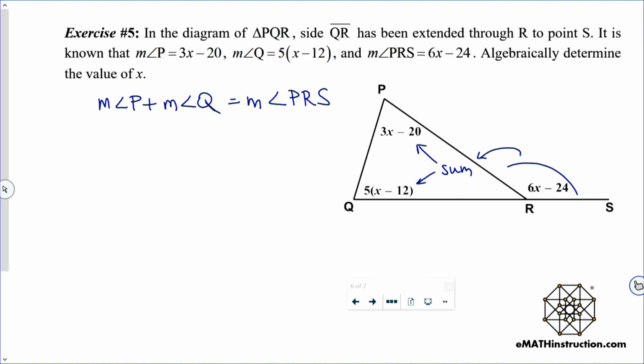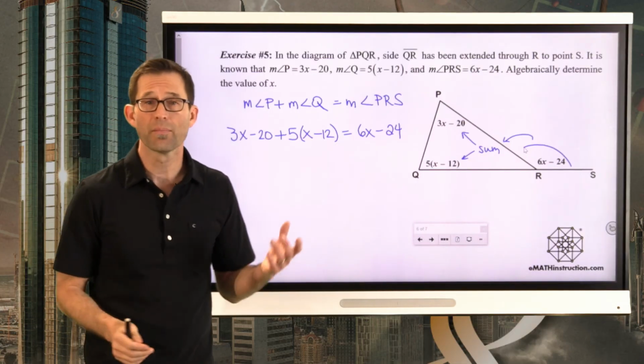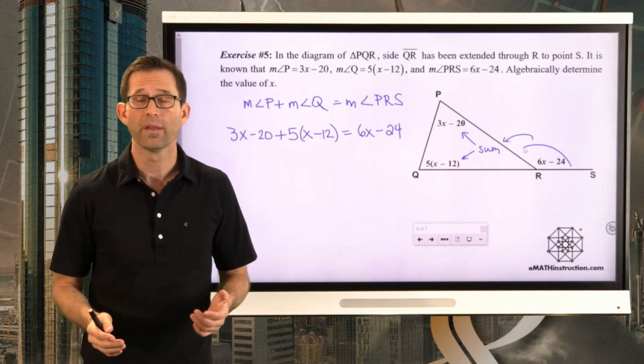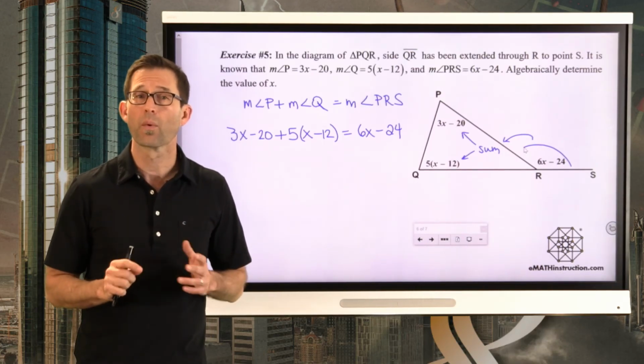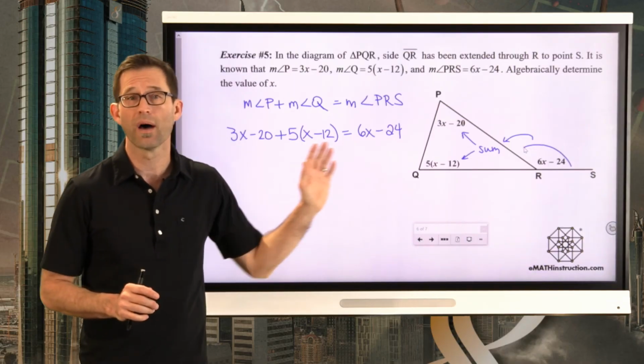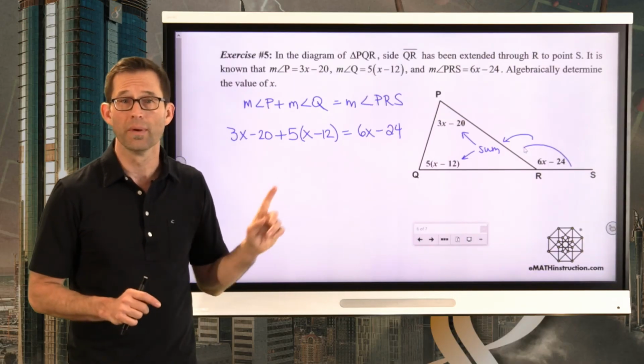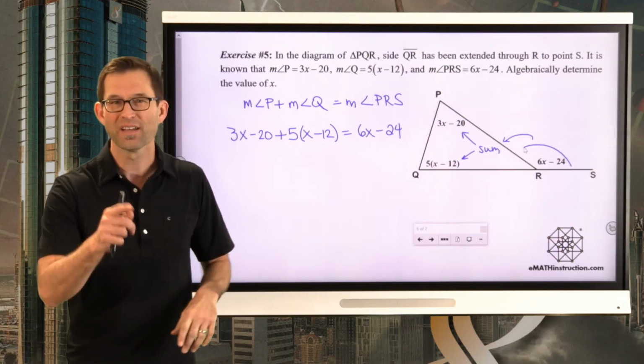Okay, and now I can just set up a rather complicated looking equation based on that: 3x minus 20 plus 5 times (x minus 12) is equal to 6x minus 24. And this is unquestionably sort of the most complicated equation that we're solving today, right? And yet we've got a lot of practice on these types of equations back in Unit 1, when we were working with equations that had variables on both sides and ones where we maybe had to do a little bit of distribution right here.